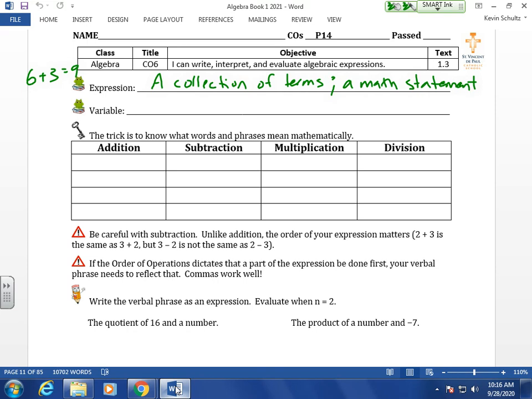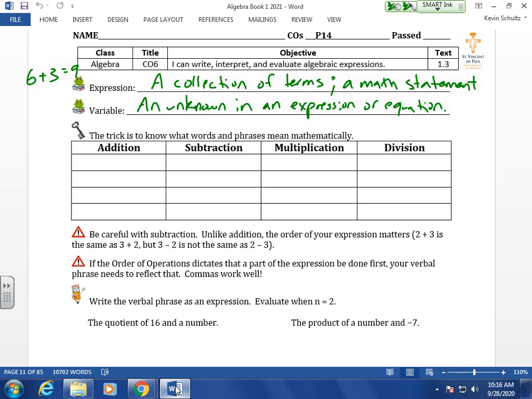What is a variable? A number. A variable itself isn't a number. It represents a number, right? But what is a variable? A letter that represents a number. Usually a letter, but can also be a symbol, right? But it's an unknown in an expression or equation.